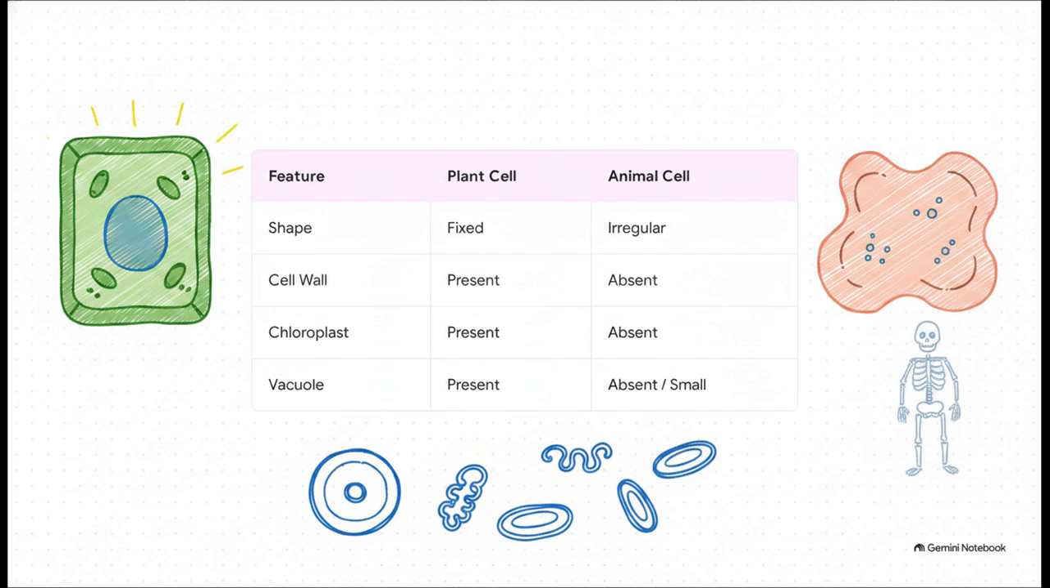Plant cells have a fixed shape because they possess a tough outer cell wall. They need that for support since, well, plants don't have skeletons like we do. Plant cells also contain chloroplasts to make their own food from sunlight, definitely something animal cells can't do.